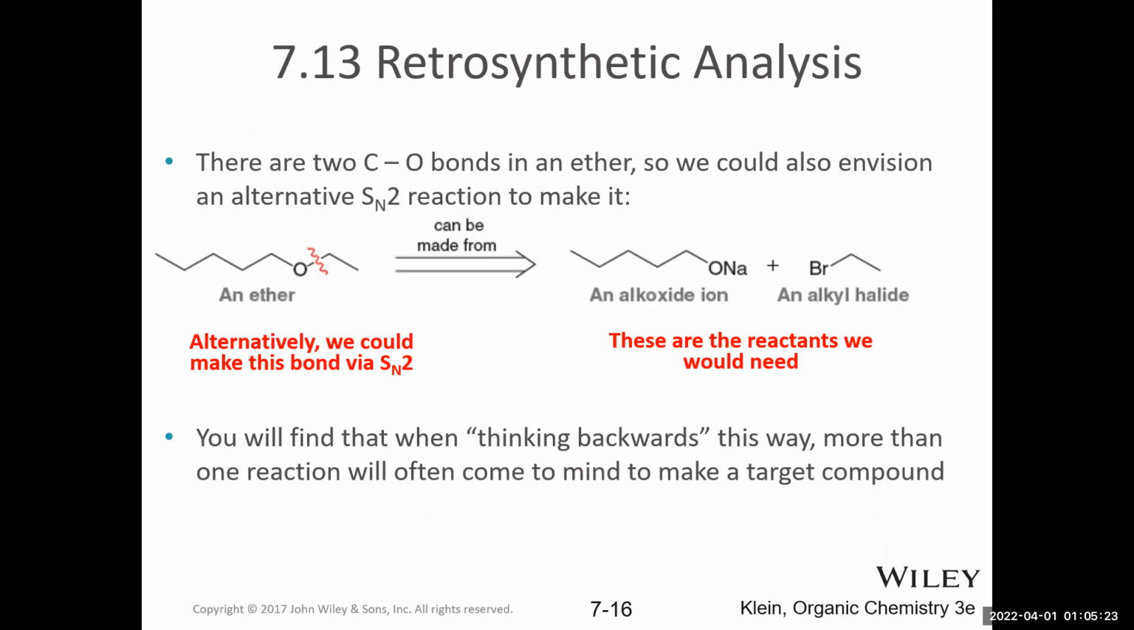We could also have envisioned making the other carbon-oxygen bond in the ether. If we did that, we would have come up with a smaller alkyl halide, in this case ethyl bromide, and a larger alkoxide ion as the reagent base. So this is the nucleophile, this is the electrophile in that direction. So there's actually more than one way where you could potentially make this product through an SN2 reaction. You'll find that by thinking backwards, often more than one reaction will come to mind when trying to make a target compound.